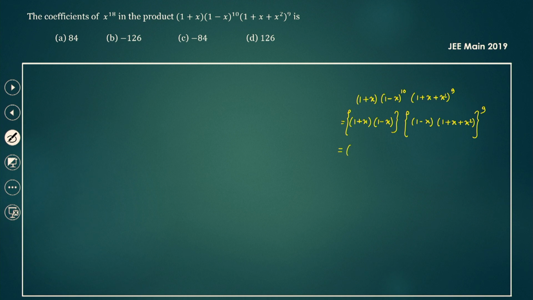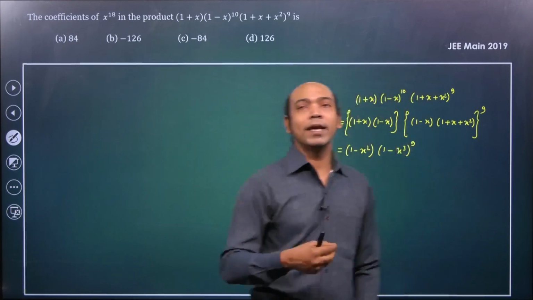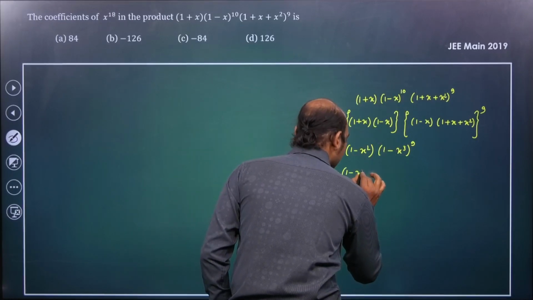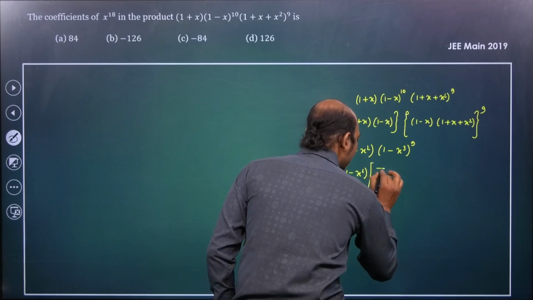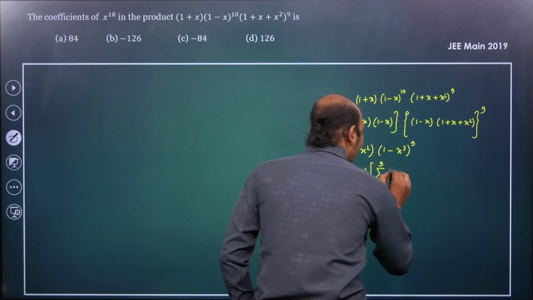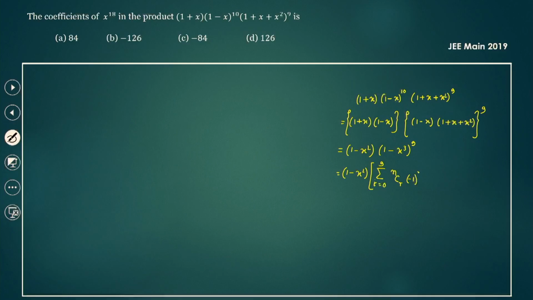Now this gives me (1 minus x squared), and here we have (1 minus x cube) whole to the power 9. That's it. Now, the term (1 minus x) whole cube can easily be expressed in the binomial series, right? So let's apply the binomial series to expand this term. We'll go ahead and say (1 minus x squared) times summation r equal to 0 to n, nCr, (minus 1) whole to the power r into x to the power 3r.